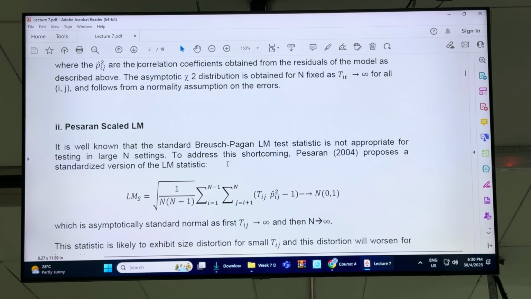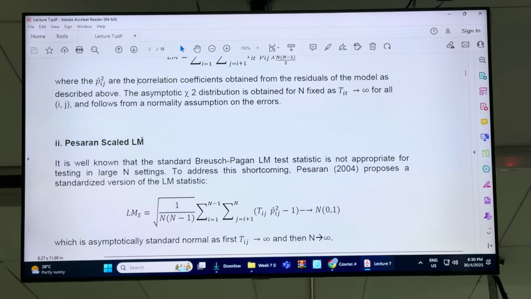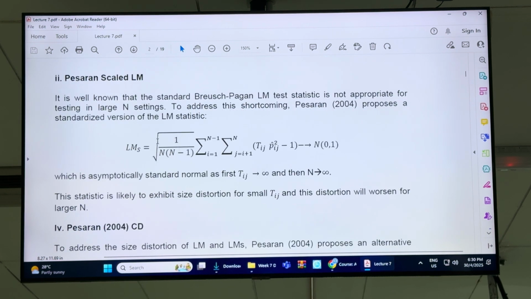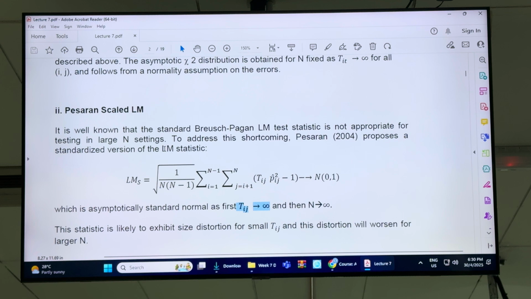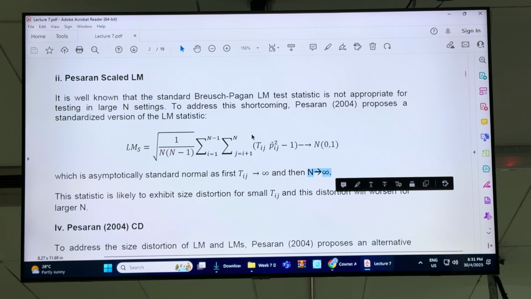That's why, to account for this shortcoming, Pesaran came up with the scaled Lagrange multiplier test. In short form they put Lagrange multiplier with subscript S, in order to allow the test to be unbiased for the large N setting. You can see in the original test, the chi-square distribution is for N fixed and T going to infinity. But the scaled LM test proposed by Pesaran is for T going to infinity, like the Breusch-Pagan LM test, as well as N going to infinity. So this is one of the advantages compared to the original test in 1980.